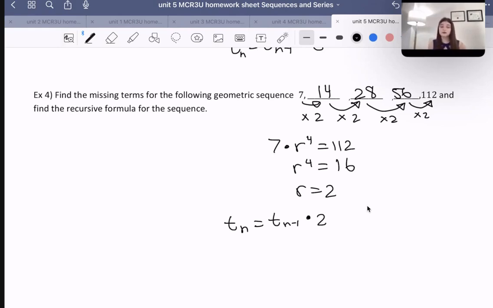Well, very good work today, everyone. That is all for today. Next day, we will be talking about geometric series rather than sequences, and learning how to find the sum of the first n terms of a geometric series.